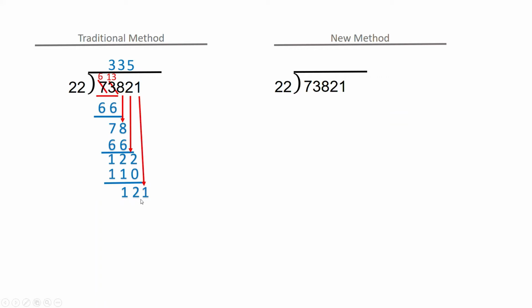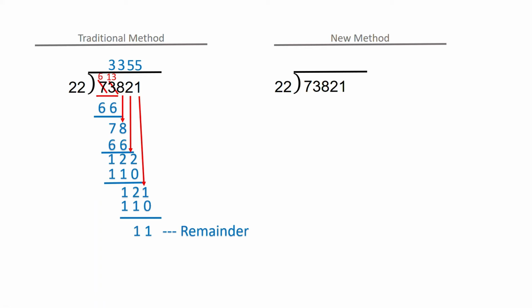So 121 divided by 22 is equals to 5. And we know 5 times 22 is equals to 110. So 121 minus 110 is equals to 11. So 11 is the remainder. So the quotient is 3,355. So, i-solve naman natin ito using the new method.